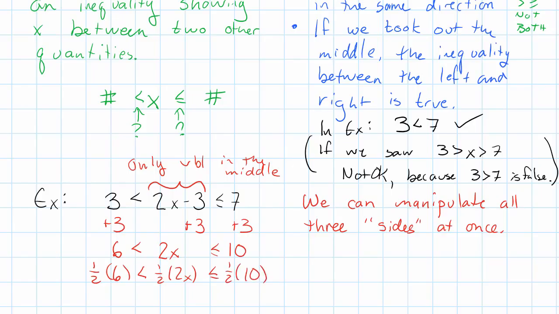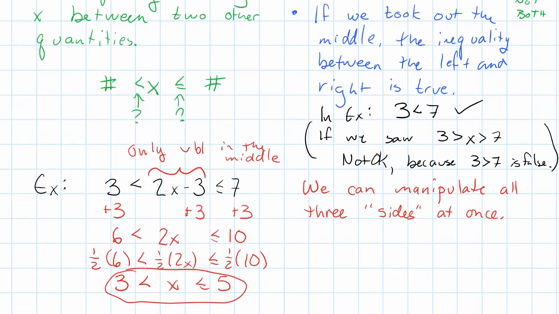And we get 3 is less than x is less than or equal to 5, which is our solution. In the next video, we will see another method of approaching these, which may be a little bit easier to keep track of, and which we need if we're going to work with more complicated inequalities.